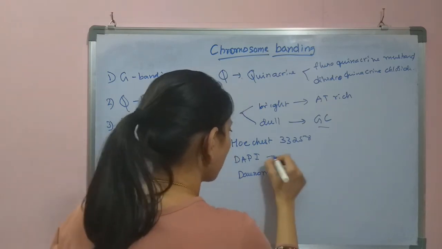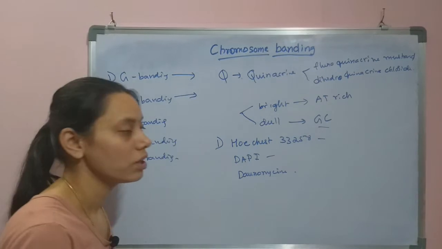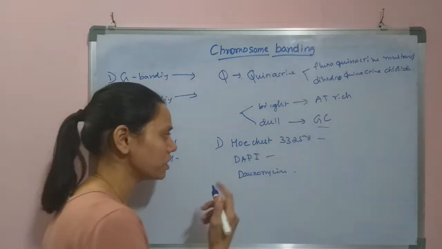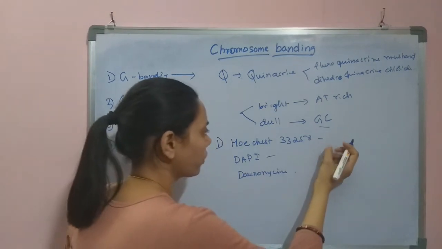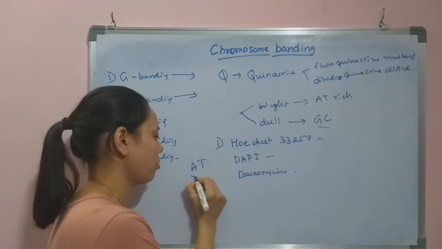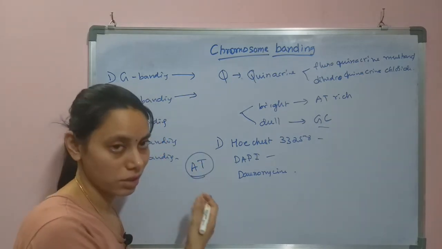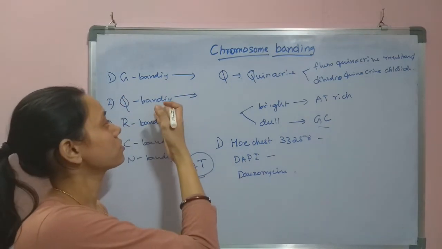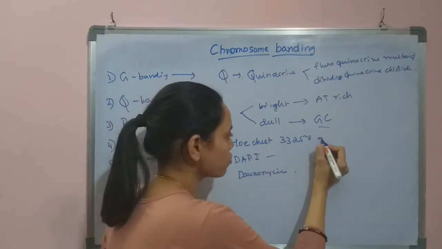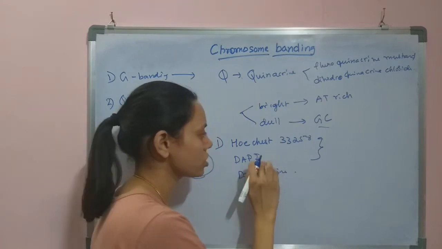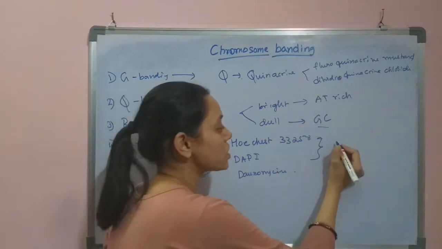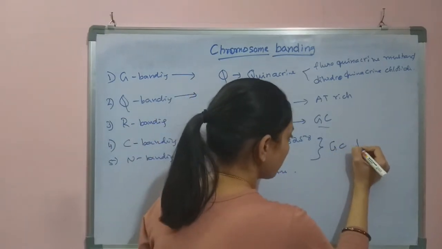These are the other dyes which act similarly, producing similar bands to the Q banding. Basically, all these dyes distinguish or produce dark bands in the AT rich region, similar to Q banding and Z banding. But here these two, DAPI and Hoechst, are employed to get AT rich bands, but the GC quenching here is less.